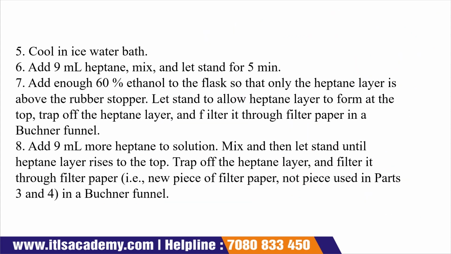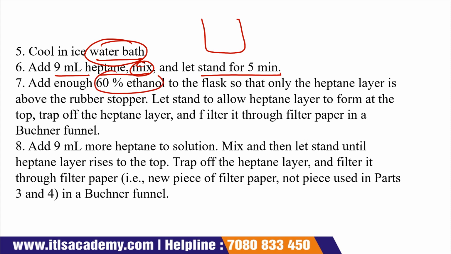Then after that, we cool it in an ice water bath. Okay. After cooling, suppose that this is our trap flask, in which we add all the things and we evaporate the ethanol. Then we cool it under a water bath, and again we add 9 ml of heptane and mix it properly and leave it for 5 minutes. And again we add 60% ethanol to the flask so that only the heptane layer is above the rubber stopper. So we add an excess amount of ethanol into the flask so that only the heptane layer should come above the rubber stopper.